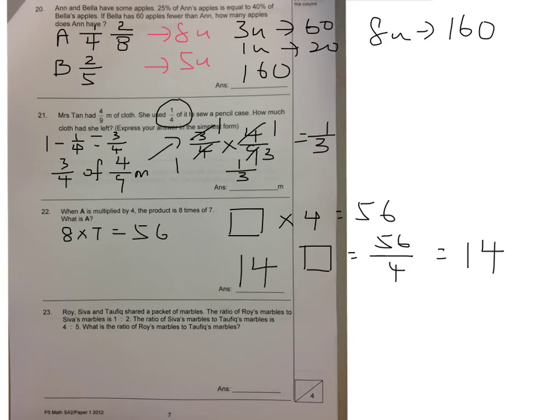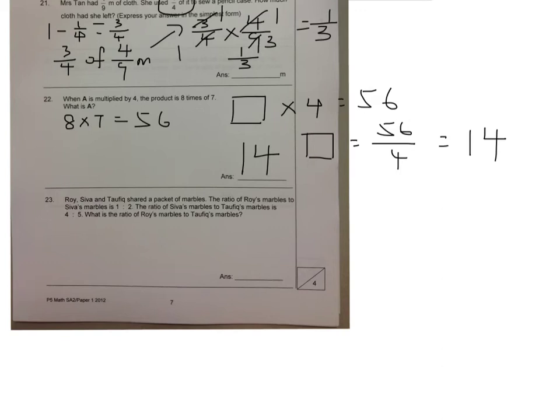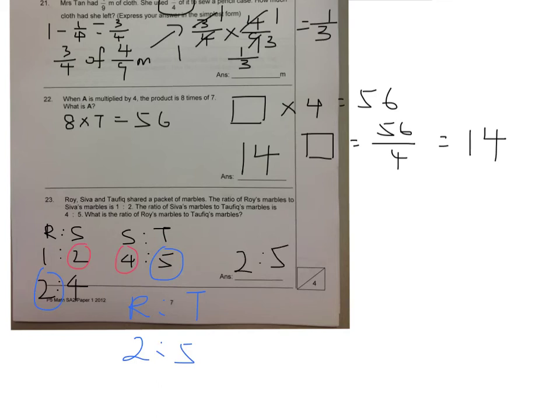We shall now move on to question 23. Roy, Siva and Taufik share a packet of marbles. The ratio of Roy to Siva is 1 is to 2. The ratio of Siva to Taufik is 4 is to 5. Please remember that Siva is the same person, so they should have the same, so this is actually 4 is to 2. So what's the ratio of Roy to Taufik then? Roy is 2, Taufik is 5, 2 is to 5. So question 23, my answer is 2 is to 5.